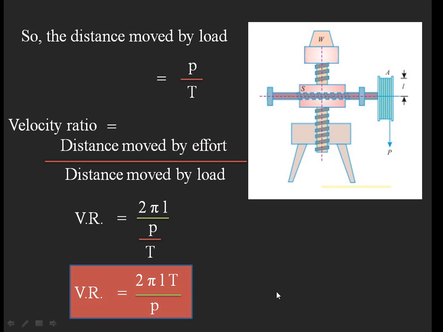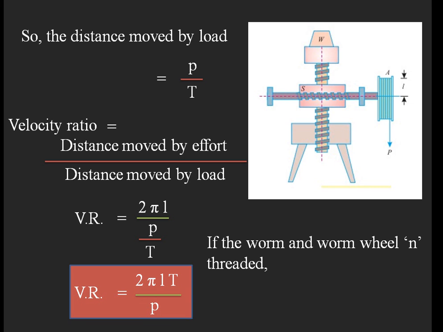Next, this formula is for a single threaded worm and worm wheel. Single threaded means during one revolution it will cover only one tooth. Again, when the worm or worm wheel is double threaded, during one revolution of the hand wheel it will cover two teeth. Then the distance moved by the screw in the vertical direction will become 2P by T.